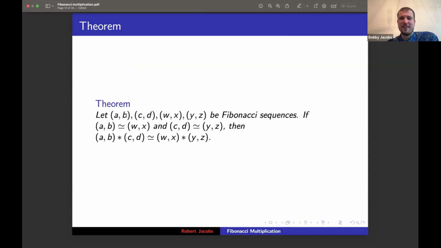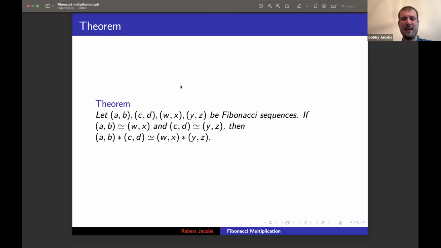So we're going to define this similarity relation, with the equal sign with the tilde, to basically mean that two Fibonacci sequences are similar if they're just the same sequence at different positions. For example, in the Fibonacci sequence 1, 1, and then 2, 3. So that means that 1, 1 is similar, or equivalent, to 2, 3 basically.